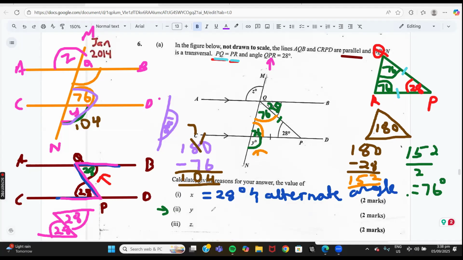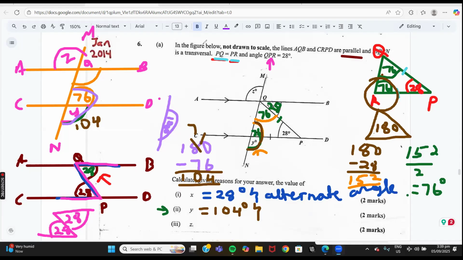Okay, so that means Y is 104. And the reason, y'all don't forget your reasons, please. Remember, these questions require reasons. So for the reason, we have to mention all the rules that we used. I first used the isosceles triangle, which helped me to figure out the angle at R. Then I used angles on a straight line, using the value of R to figure out Y. So there are two rules I used.